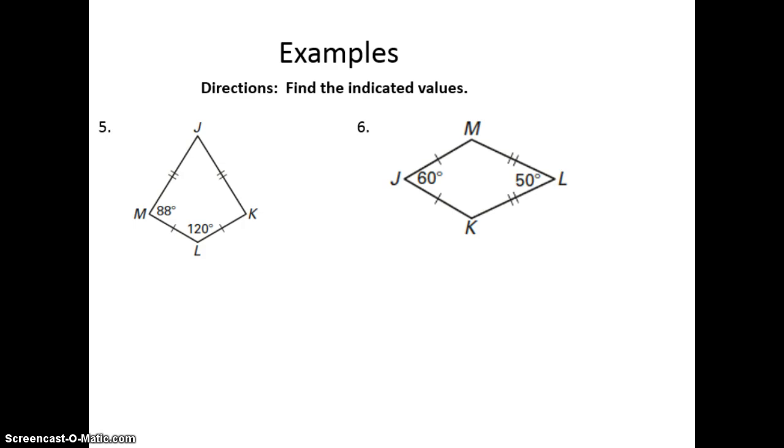So find the indicated values. Let's find the missing angles. So on a kite, we know that one pair of opposite angles are congruent, and it's always going to be the pair that is in between the two non-congruent sides. So 88 is going to be equal to 88 over here.